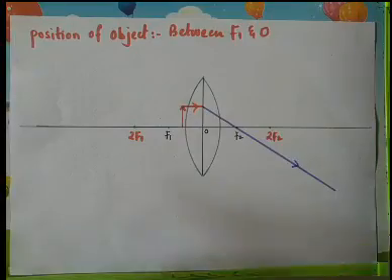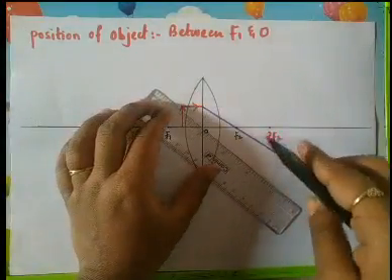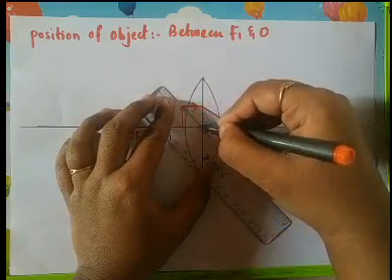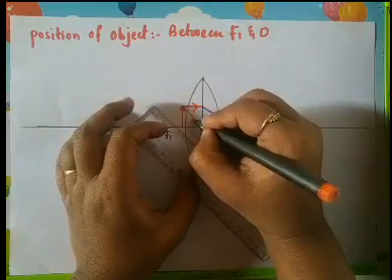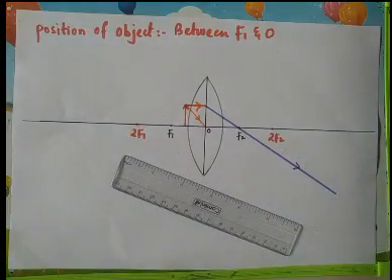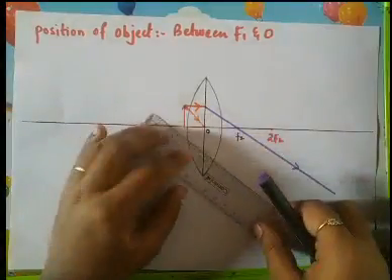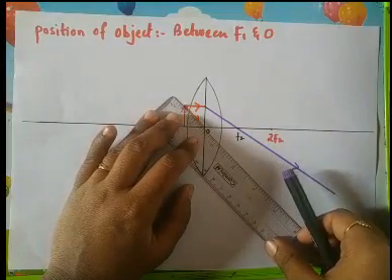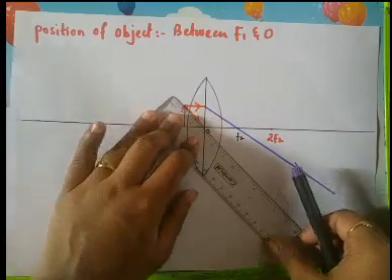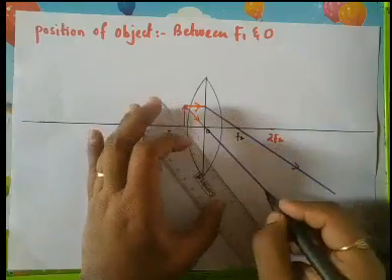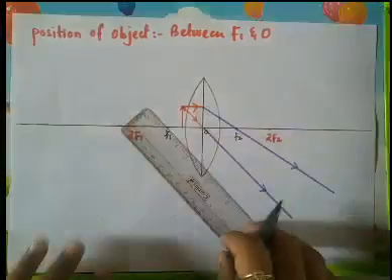And second rule: if an incident ray is falling towards the optical center, we will take the topmost part of the object. If an incident ray is falling towards the optical center, then no refraction takes place actually, and the light rays will pass through the lens without bending. This is the refracted ray.